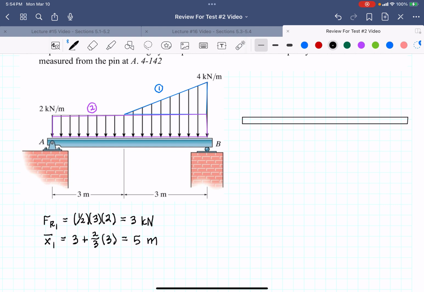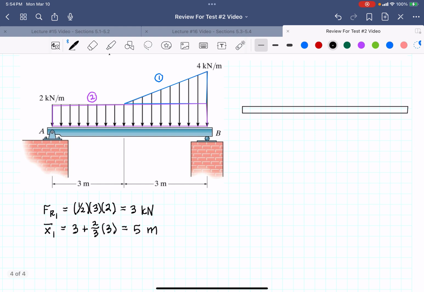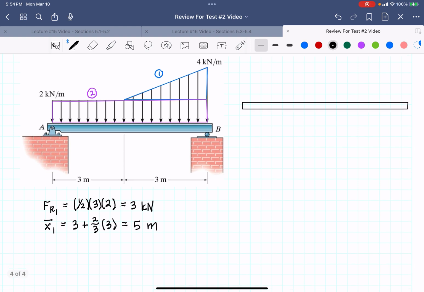And then for part 2 of the distributed loading, FR2 is a rectangle, so it's going to be the base times the height, which is 6 meters. Its height is 2 kilonewtons per meter, so that's going to equal 12 kilonewtons. And it is going to act in the center, so its X bar is going to be half of the full beam, which is 6, which is going to be acting at 3 meters.